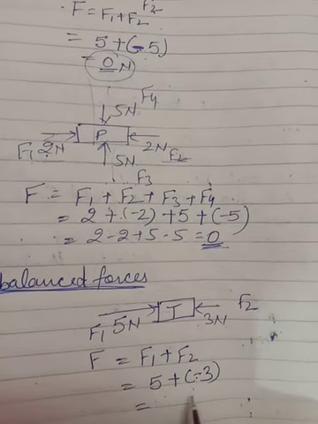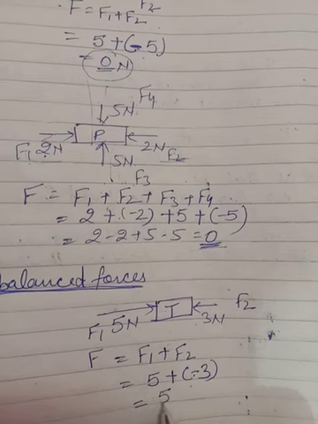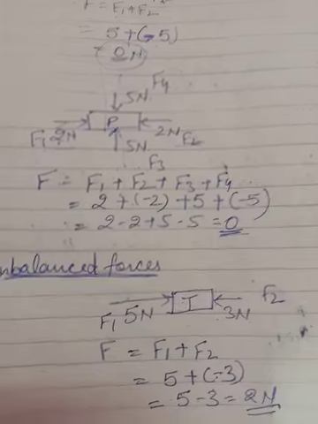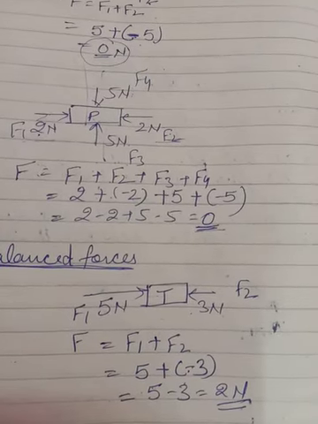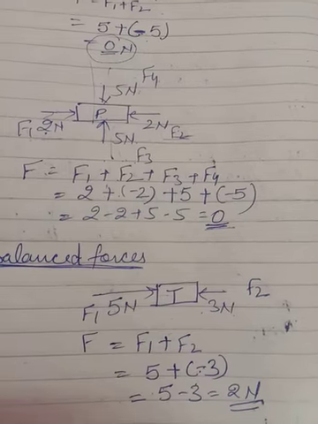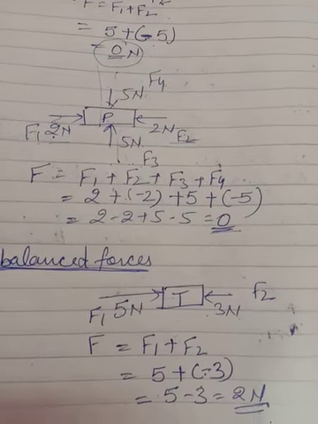So 5 plus minus 3 is basically 5 minus 3, which is equal to 2 Newton. So there is a net force equal to 2 Newton. Now the overall force doesn't come out to be 0. So it means that these forces are unbalanced forces.